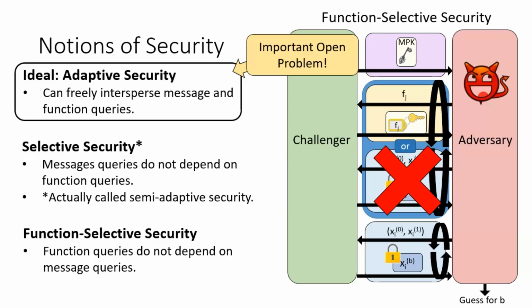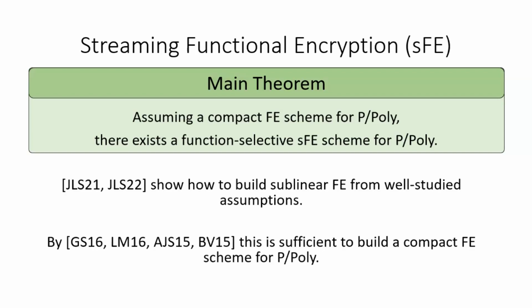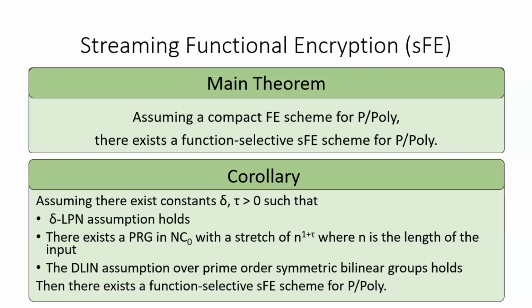So again, like I said, it's an open problem. We would love to get adaptive security, but what we prove is function selective. So that's what that definition means. And if you don't like functional encryption, we can actually get these from very well-founded assumptions. So Jain, Lin, and Sahai in their IO paper show how to build sublinear FE from well-studied assumptions. Then other work shows how to use this to build a compact FE scheme for P/poly. So as a corollary, we can build function selective streaming FE from the same assumptions used for IO, which are the DLIN assumption, PRGs in NC0 with constant stretch, and the LPN assumption.